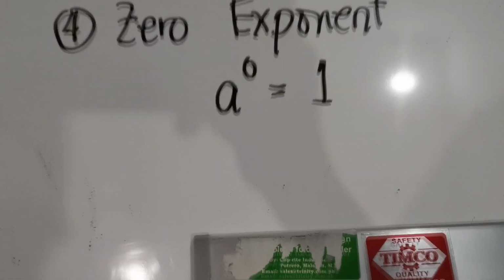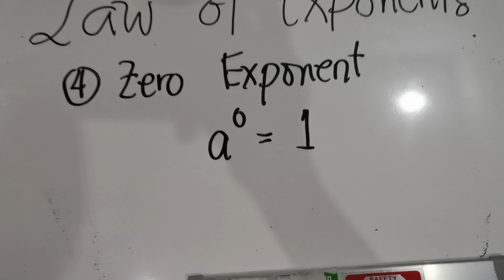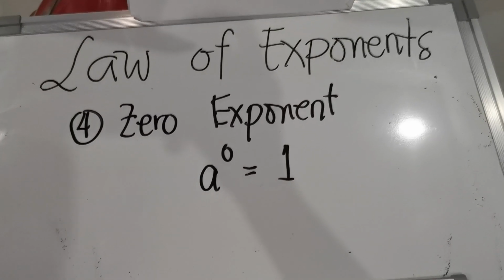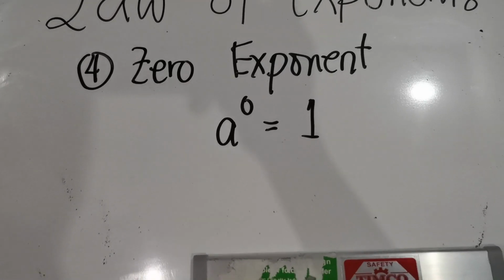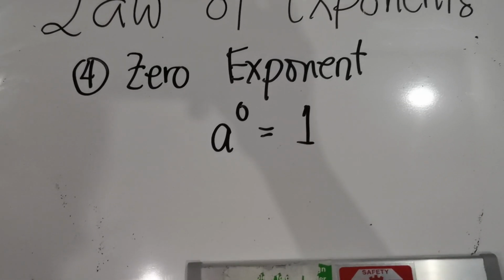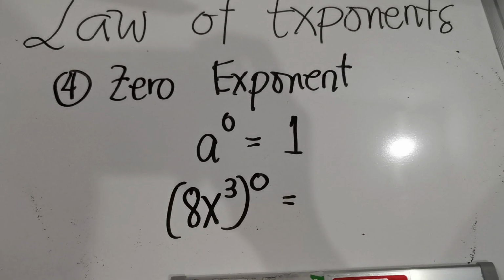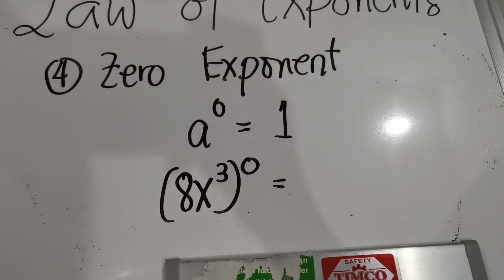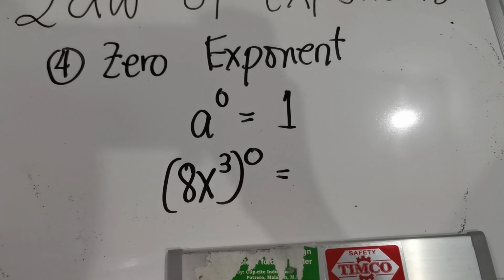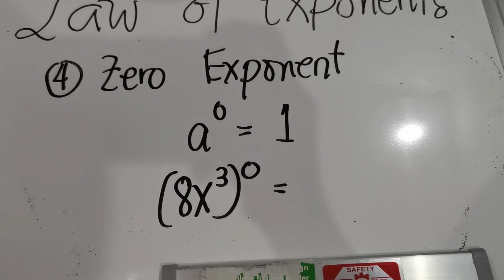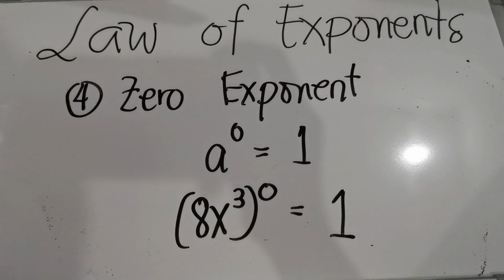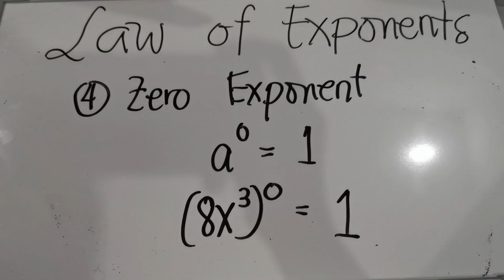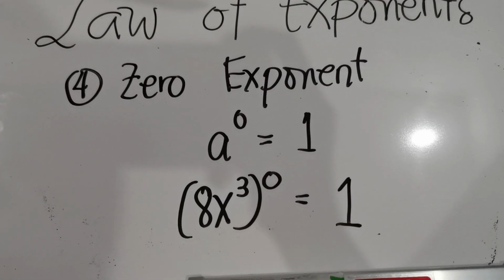On the fourth law, we have here zero exponent. So according to the law of zero exponent, any number raised to 0, the answer is 1. So suppose we have the quantity of 8x cubed raised to 0, that is simply, the answer is 1. Okay, can you follow? Okay, let's proceed with the last law of exponent.